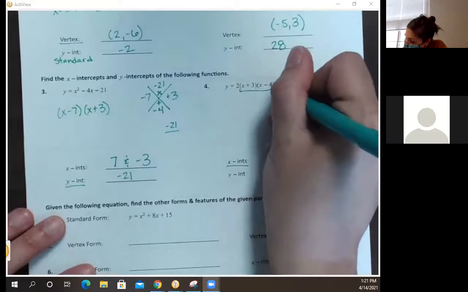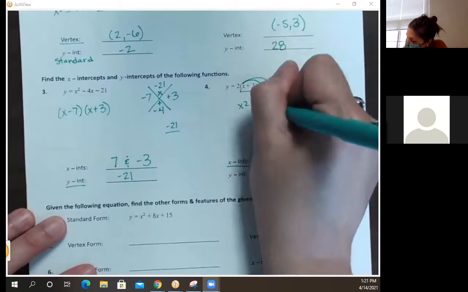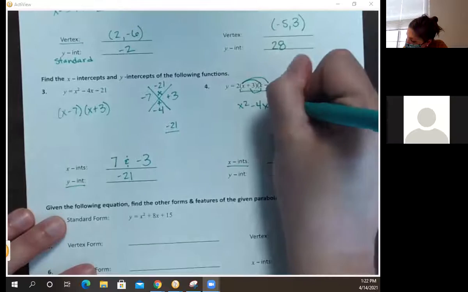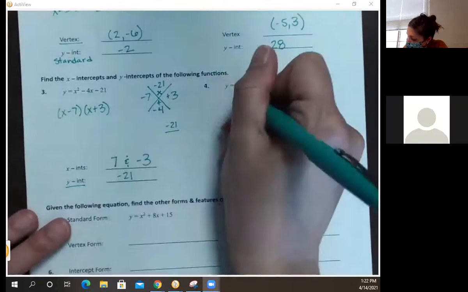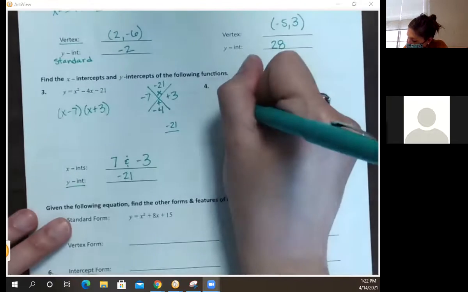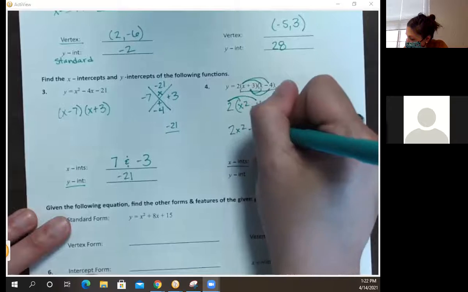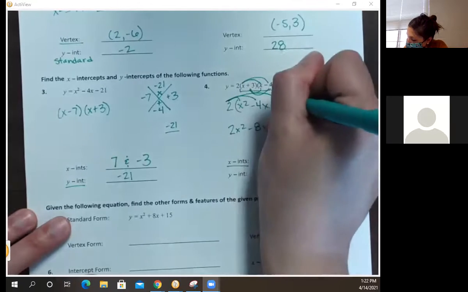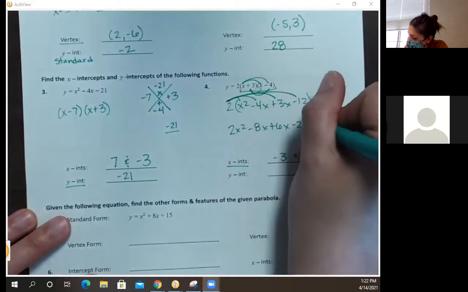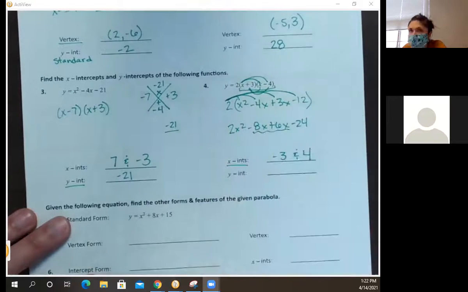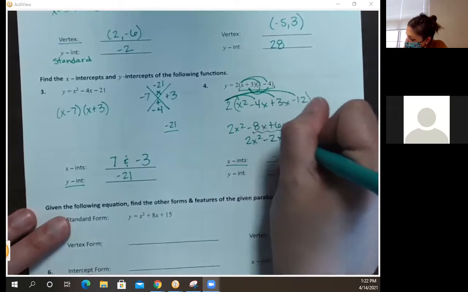I'm going to multiply these guys together first. So that would be x squared minus 4x plus 3x minus 12. And then we'll multiply all of this by 2. So that would give me 2x squared minus 8x plus 6x minus 24. Don't forget to combine your like terms for standard form. So we get 2x squared minus 2x minus 24.